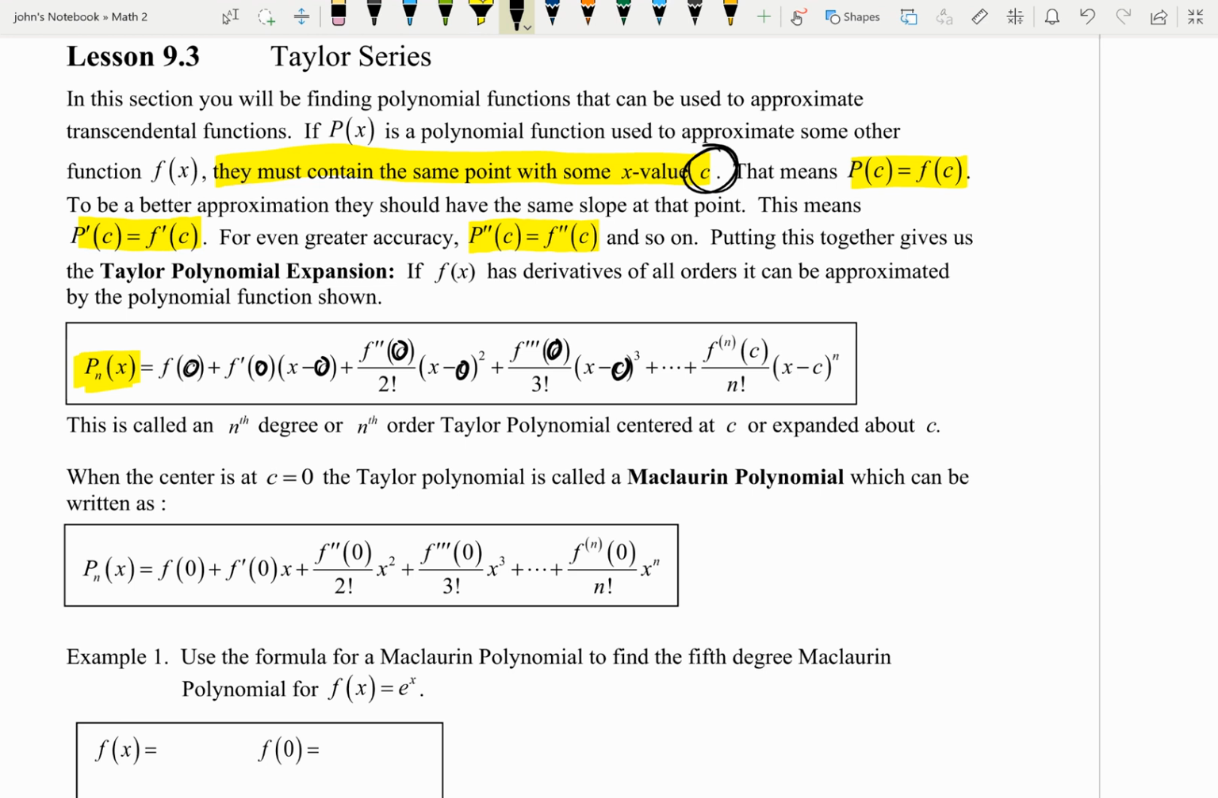Then we end up with what's called the Maclaurin polynomial, which is down here. P of n of x is equal to f of 0 plus f prime of 0 times x plus f double prime of 0 over 2 factorial, and so on. So basically we're just replacing all those c's with 0. Now, this n down here is talking about how far you expand out these Taylor polynomial expansions. The further you go, the more accurate it will be. And we'll show you some examples of that.